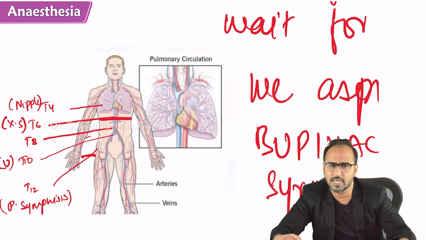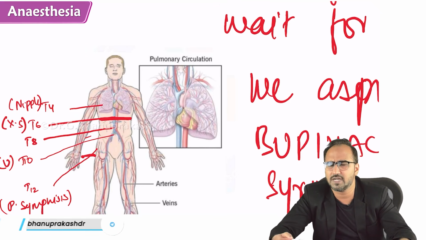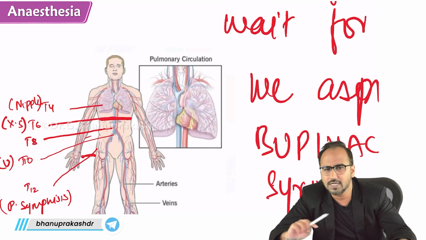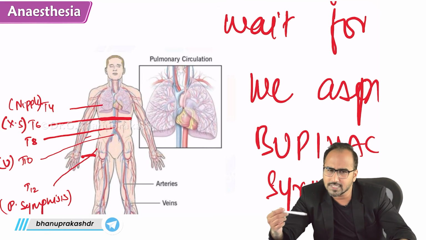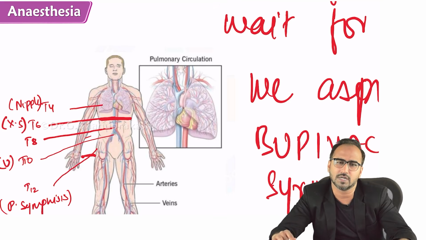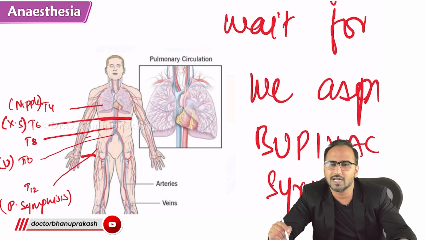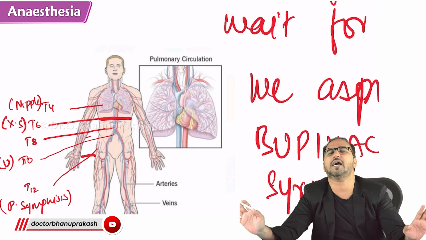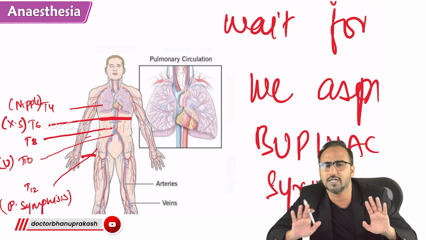I ask the patient, are you having pain? The patient will tell, doctor, no pain. That means T10 is blocked. I take the needle, scratch between the umbilicus and xiphoid sternum area. Ask the patient, are you having pain? The patient is telling no pain. That means T8 is blocked. Take the needle and scratch near the xiphoid sternum. Ask the patient, are you having pain? The patient is telling no pain. I'll be very happy that I have achieved a T6 block.